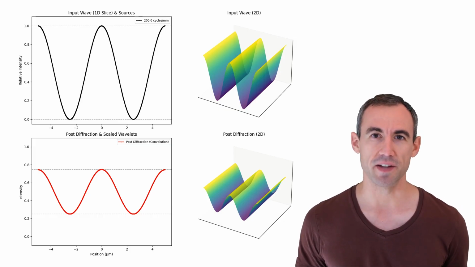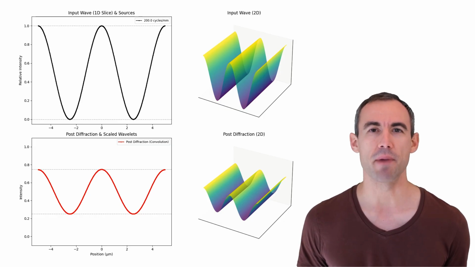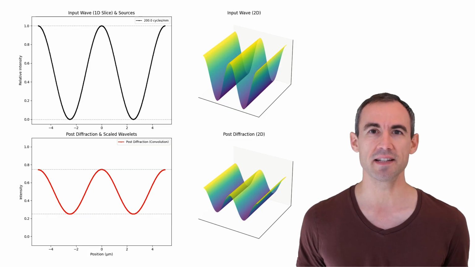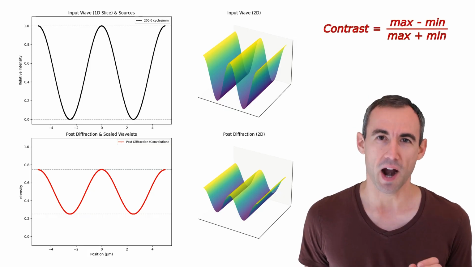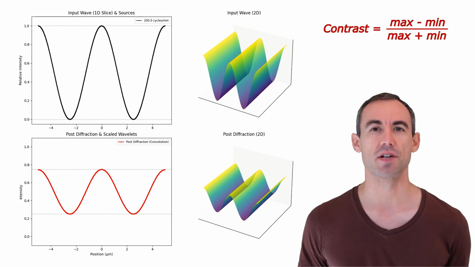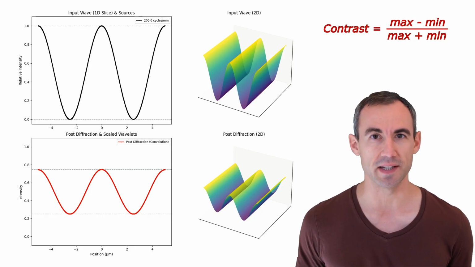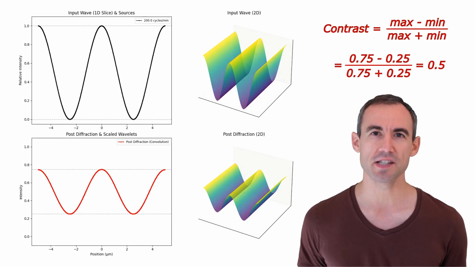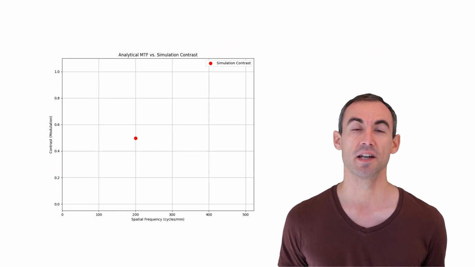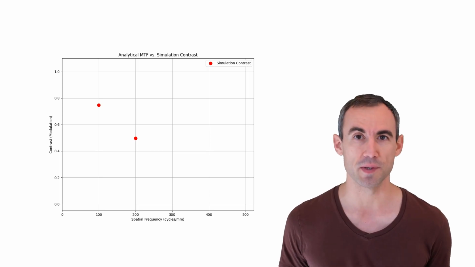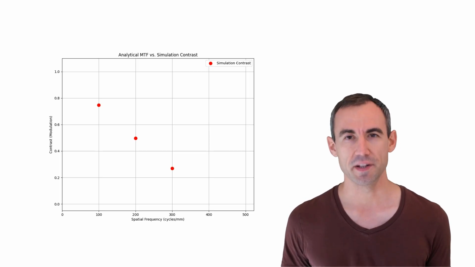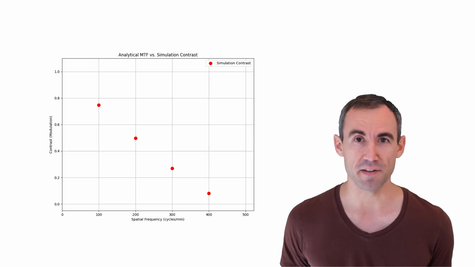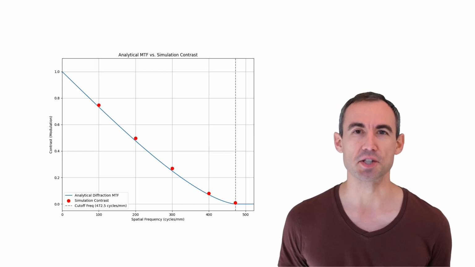The contrast for a wave like this is best described by the Michelson contrast and is defined like this. Our wave here, which has a spatial frequency of 200 cycles per millimeter, has a contrast of 50%. So let's plot this on its own graph. And we can do this for waves with different frequencies. And if we do this for waves with many different frequencies, then we get a line like this one.